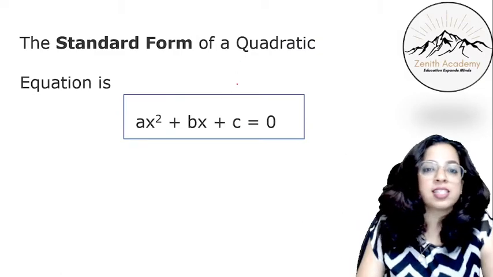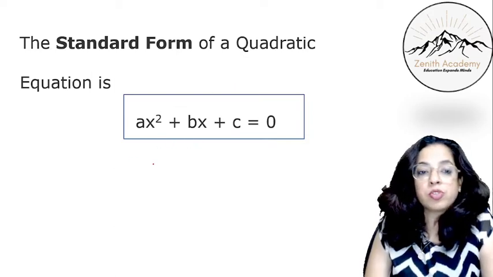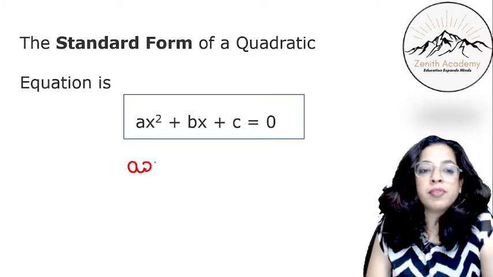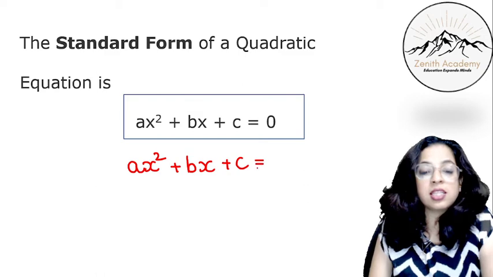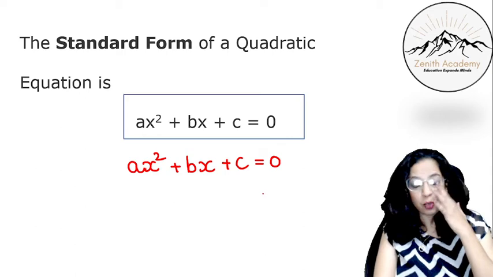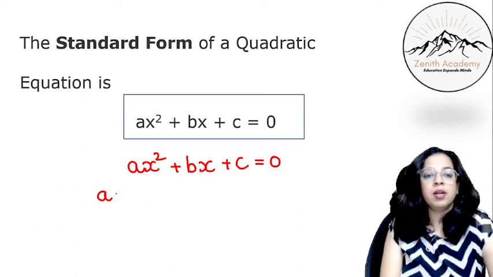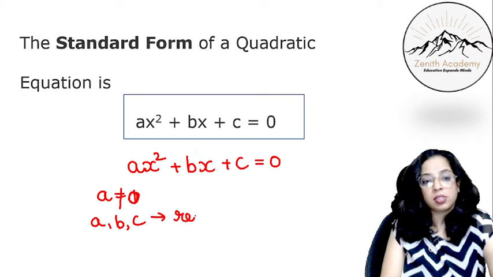So we all know that this is the standard form of a quadratic equation, ax square plus bx plus c equal to 0, where a is the coefficient of x square, b is the coefficient of x, and c is a constant. This quadratic polynomial is equated to 0, so it becomes a quadratic equation. Here we also remember that a should not be equal to 0, and a, b, c, all three of them are real numbers.